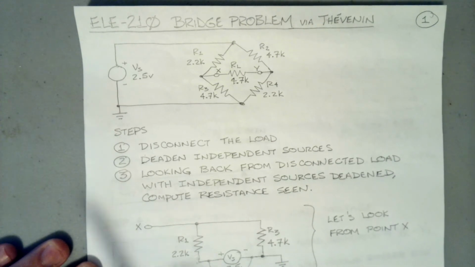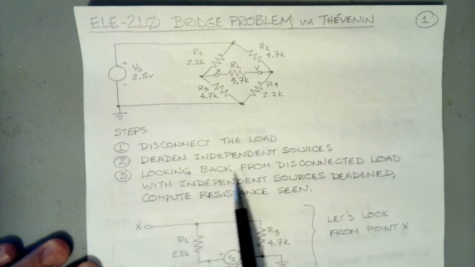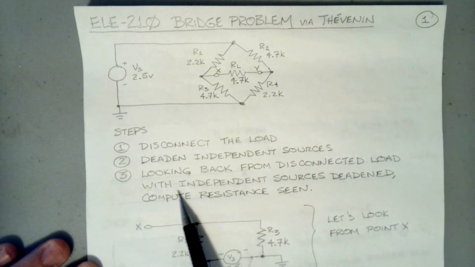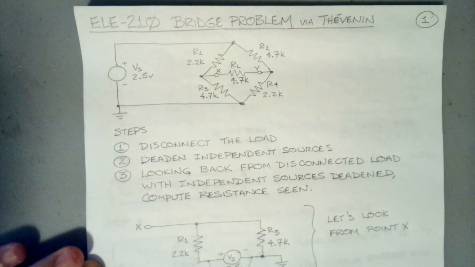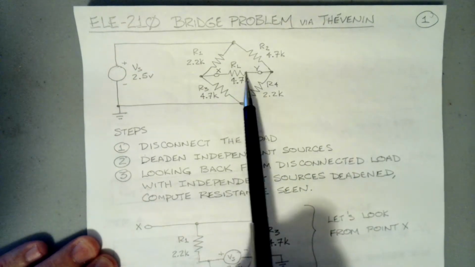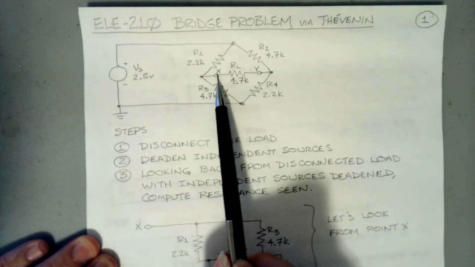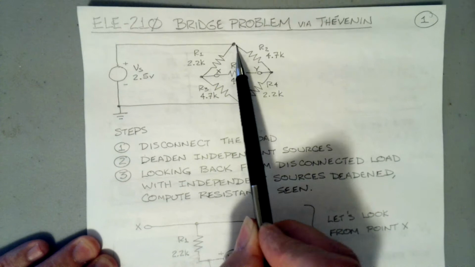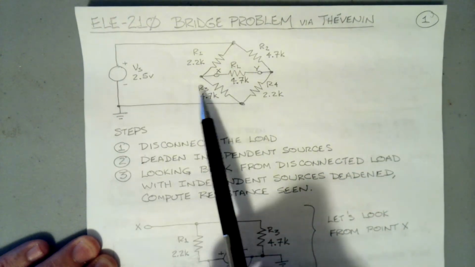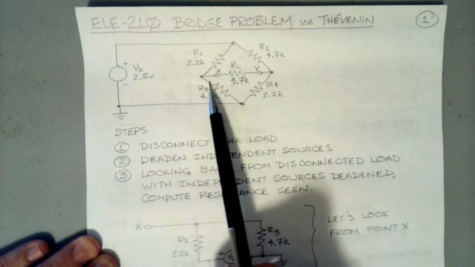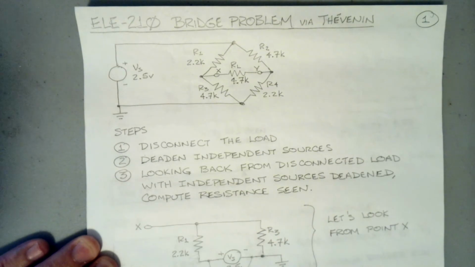Our classic steps: disconnect the load, deaden the independent sources, looking back from the disconnected load with independent sources deadened, compute the resistance that's seen. So if we get rid of the load, we have points X and Y. If we look from point X, we'll see a 2.2K resistor going to the plus side of the source, and we'll see again from node X, a 4.7K resistor going to ground.